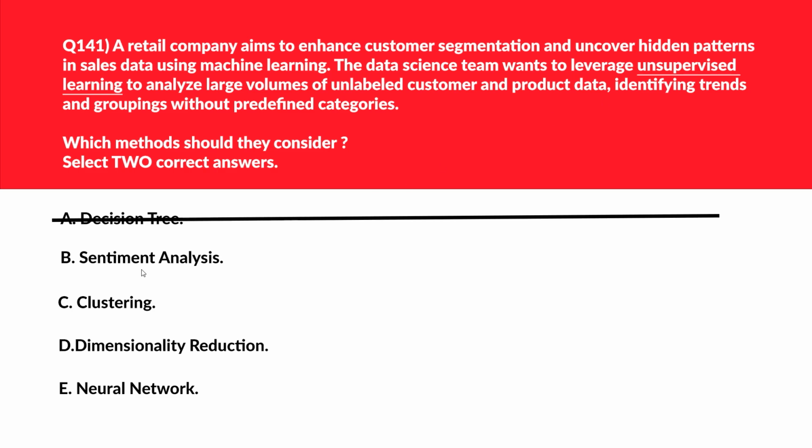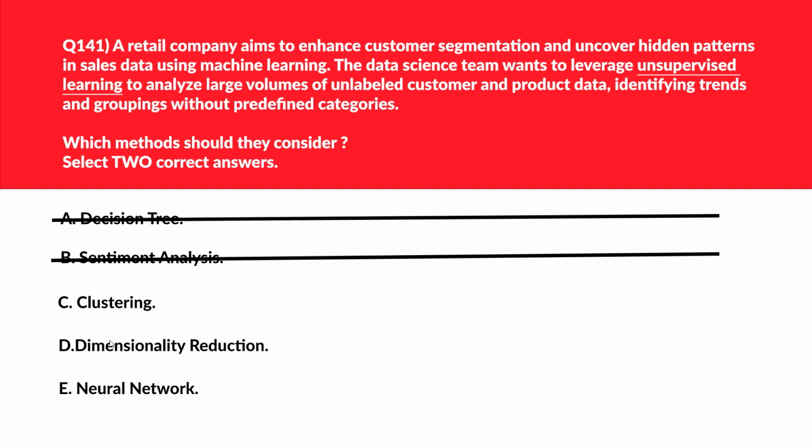Let's move to option B. B says sentiment analysis. Sentiment analysis typically involves supervised learning. So again, quite a mismatch. We are looking for unsupervised learning. Let's reject this. Let's move to option C. C says clustering. Clustering is a technique which groups data points based on their similarities, which is a fundamental method of unsupervised learning. So this looks good. We'll park this.